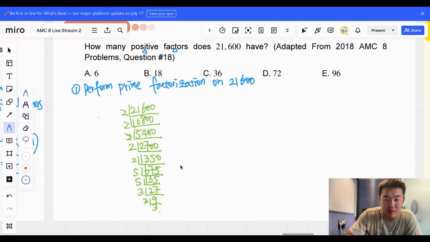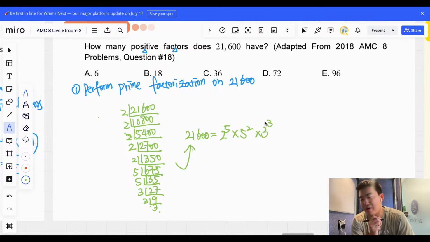Good. So, sorry, let's rewrite the number. So that's 21,600. It's equal to 2 to its fifth power times 5 to its second power times 3 to its third power. Good. So let's keep those exponents carefully, okay? We're going to make use of them.